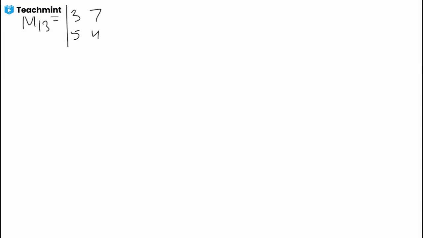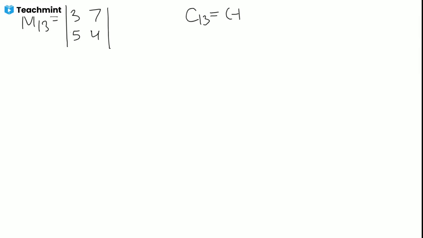That is why I'm saying, because they rarely ask the adjoint of a 3 by 3, and it's also not in your syllabus. But I'm telling you, it's not a problem. Now let us find the corresponding C13. Minus 1 to the power 1 plus 3, just multiply M13. So the power is even.